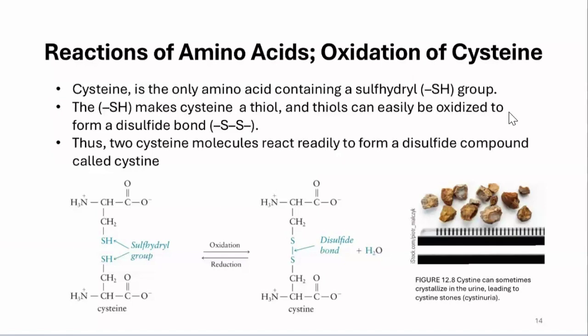Interestingly, cysteine as an amino acid can sometimes crystallize in urine. And in figure 12.8, you see images of cysteine stones, which are rock-like structures, or substances in a way, that come from crystallized cysteine. So you're just observing an image of it.